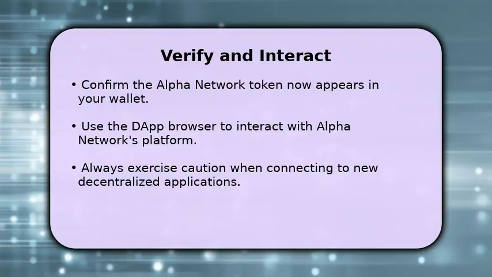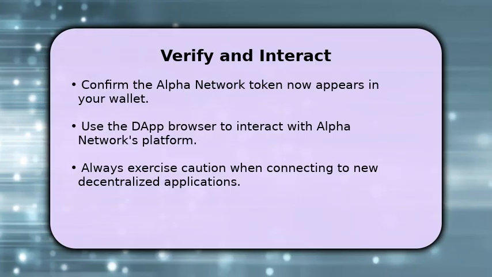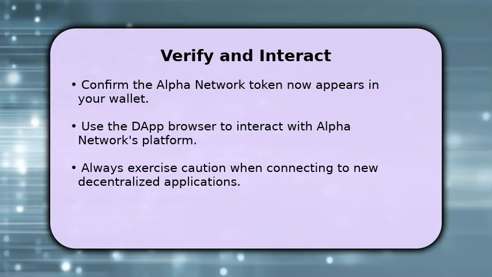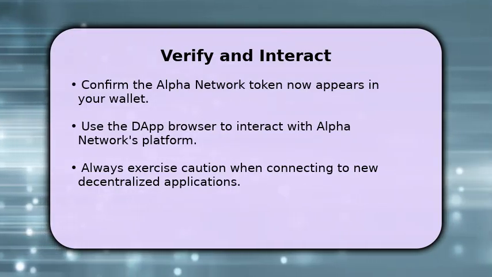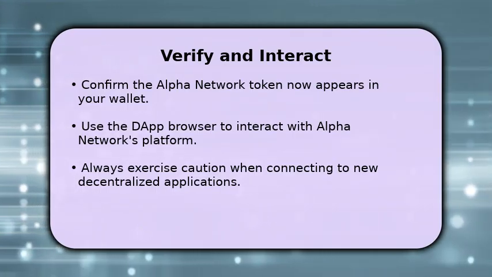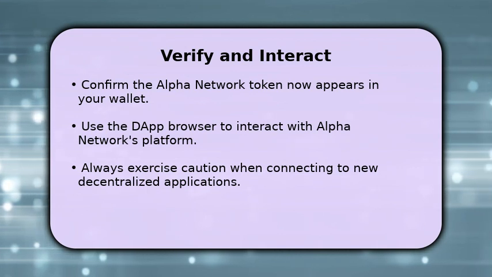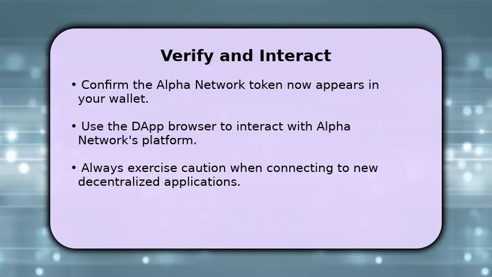After saving, you should now see the Alpha Network token listed clearly in your Trust Wallet. Any Alpha tokens sent to your address will appear here automatically. To interact with Alpha Network's decentralized applications, use the DApp browser within Trust Wallet. Simply enter the Alpha Network URL into the browser. Remember to always be cautious and verify the legitimacy of any DApp before connecting your wallet to protect your funds.